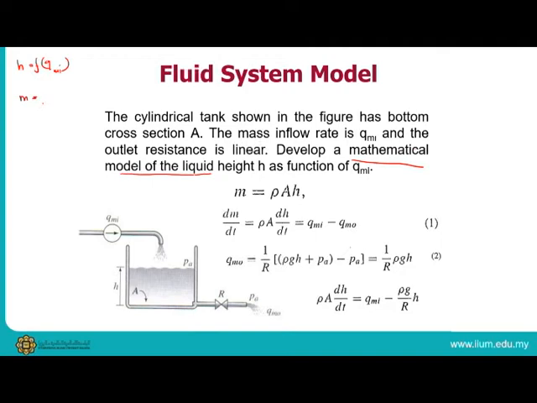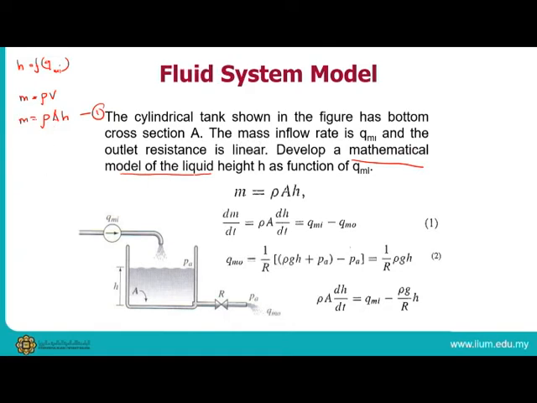First of all, you need to know that m is equal to rho V, right? This is the basic formula that you need to establish, and then V is equal to the cross-sectional area, which is A, times h, right? So this is your equation number 1: m equals rho A h.